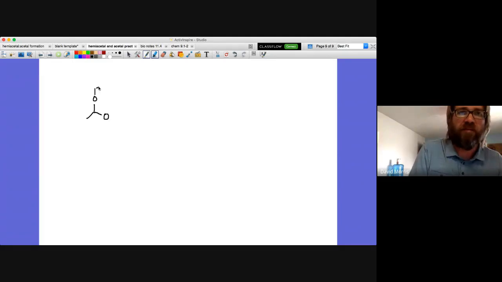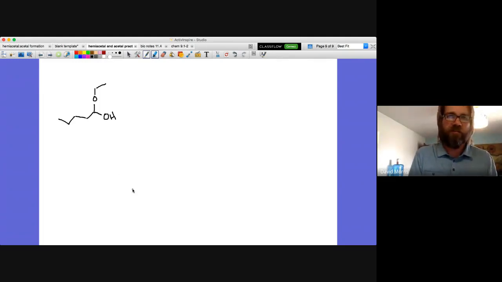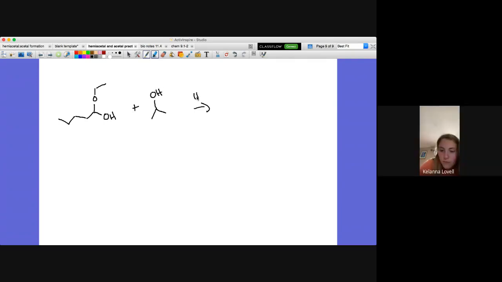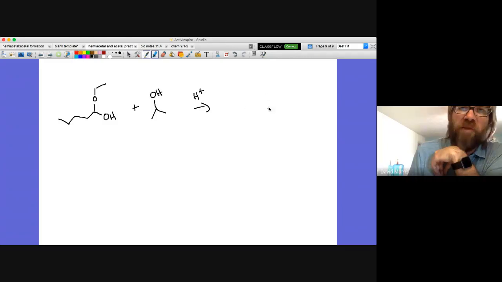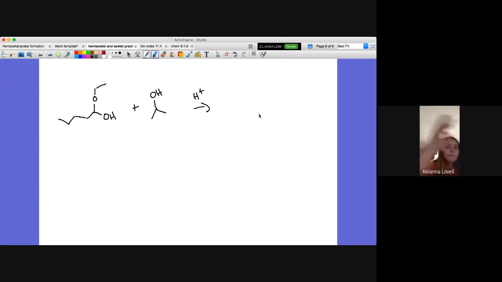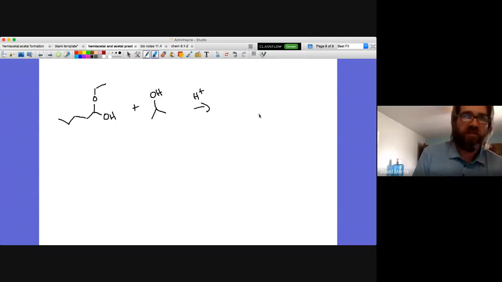So this could be 2 carbons like that. This could be a hydroxyl group. This could be that many carbons that way, right? So I'm going to add isopropyl alcohol to that. And you need to draw a product over here. Me? That's fine. Mm-hmm. That could be one example.